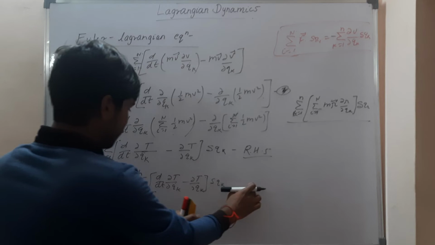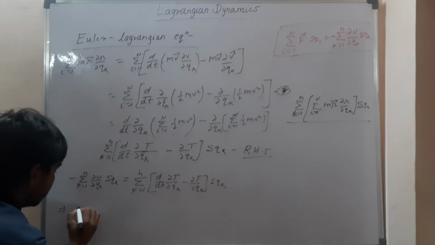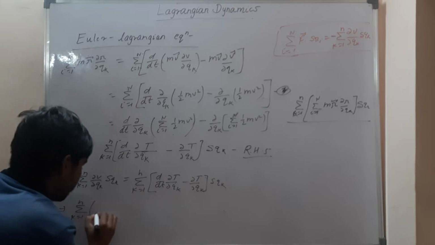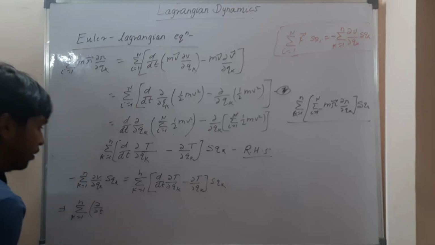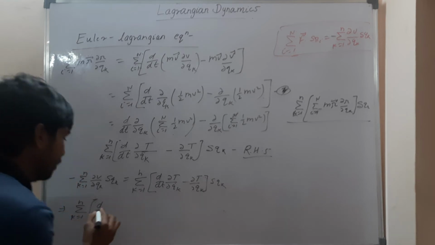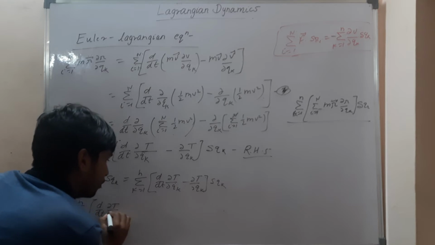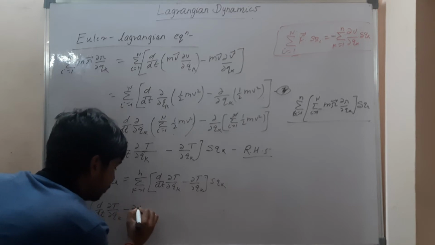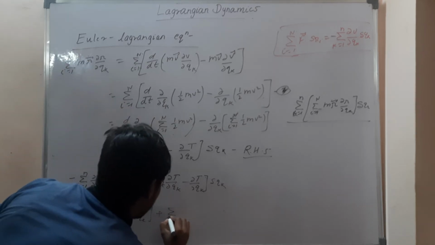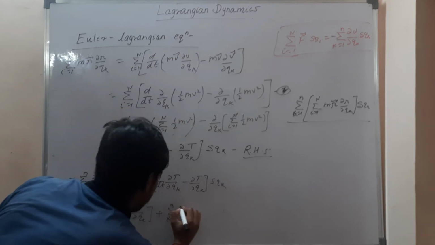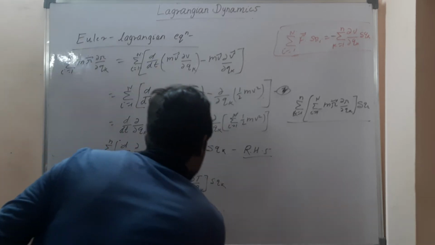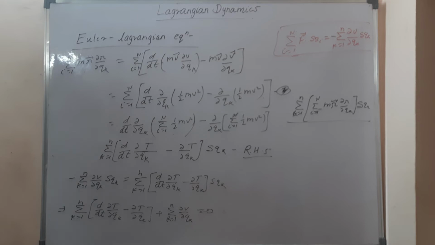If I take this equation to this side, it will be equal to the sum over k equal to 1 to n, and it will become d by dt of dou T by dou qk dot, minus dou T by dou qk, plus the sum over k equal to 1 to small n of dou V by dou qk, is equal to 0. This equation finally we got.